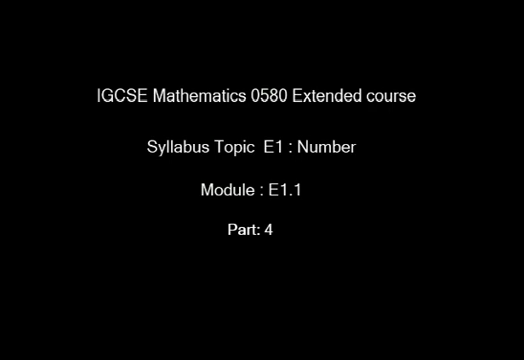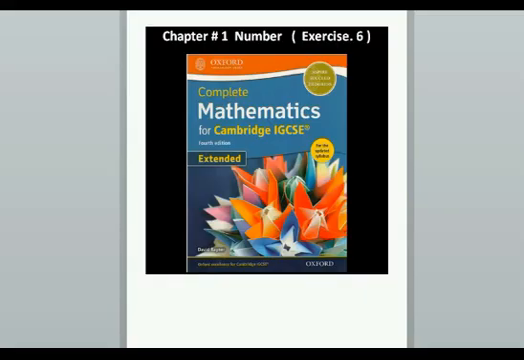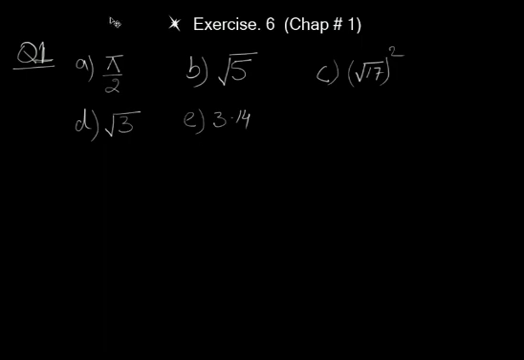In this video, we'll be covering syllabus topic E1, which is about number, module E1.1, part 4. So in this video, we will be doing exercise 6 of chapter number 1, which is of Number from Mathematics for Cambridge IGCSE, written by David Rayner. Okay, so let's start exercise 6 of chapter number 1.